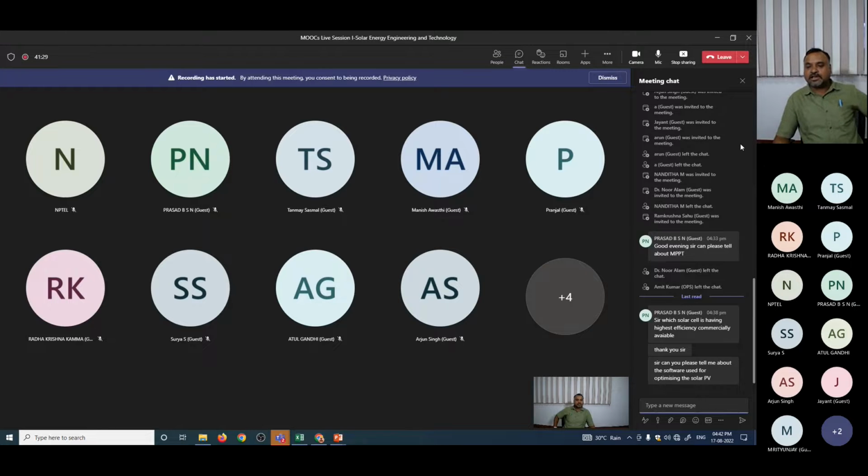Of course, we can get some kind of knowledge, like what the different layers are that are formed one by one to make a solar cell. That way you can do it. But no one will believe you about software use in solar cell design.